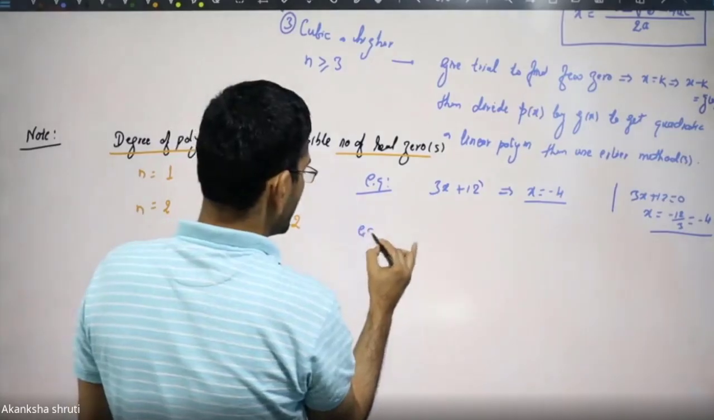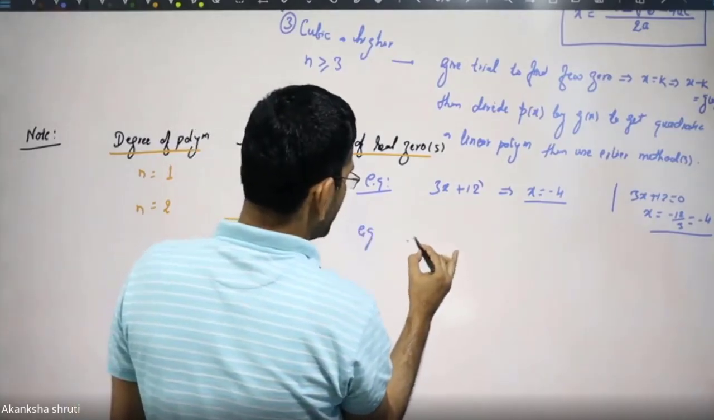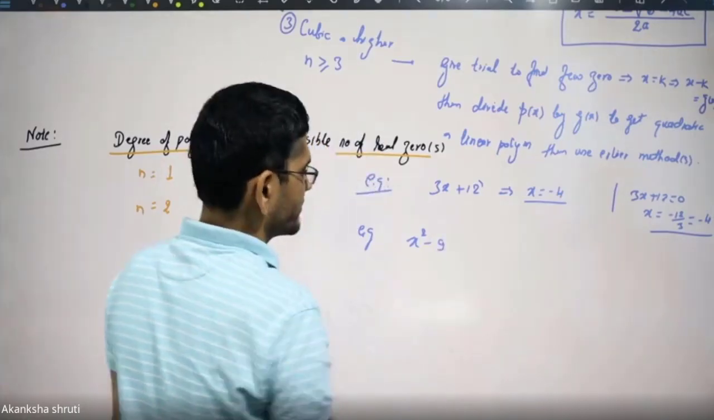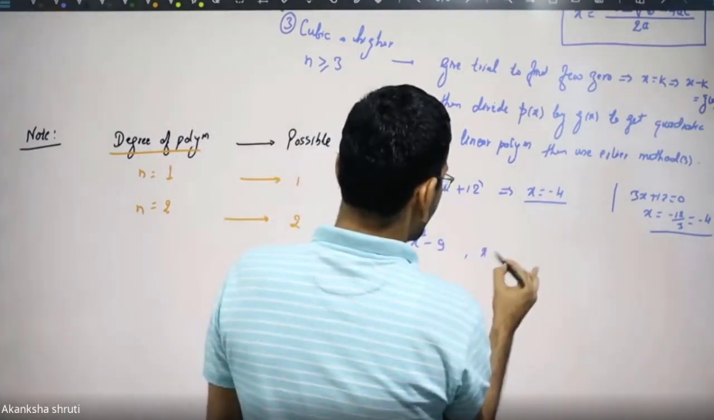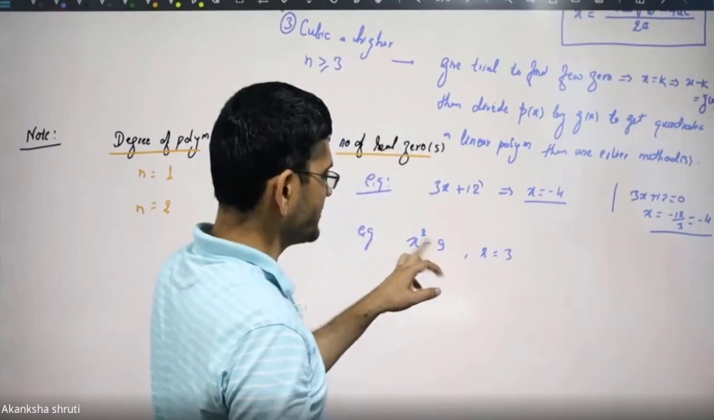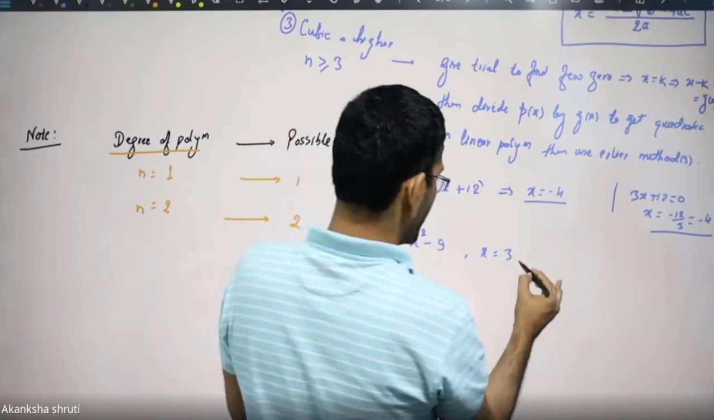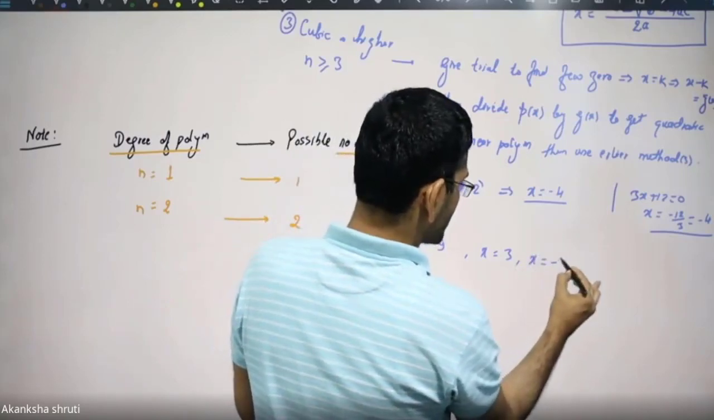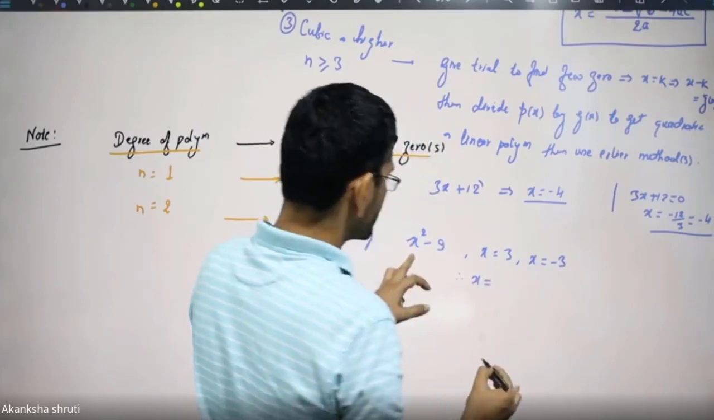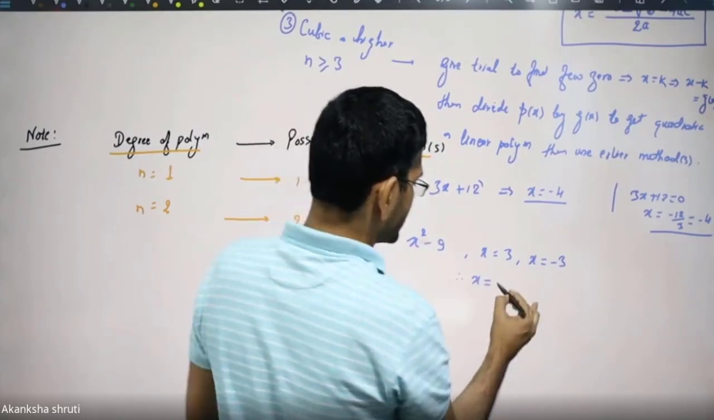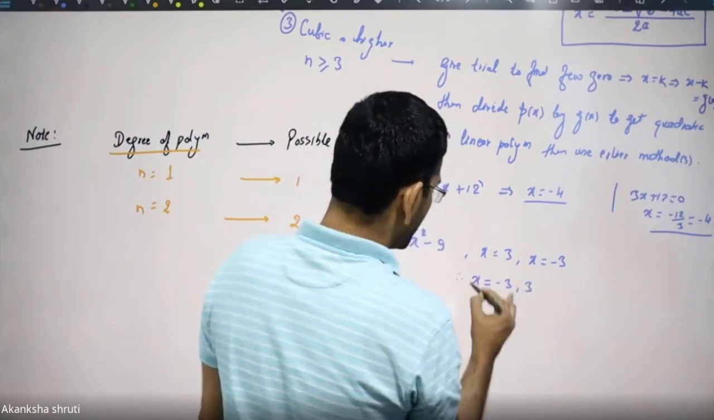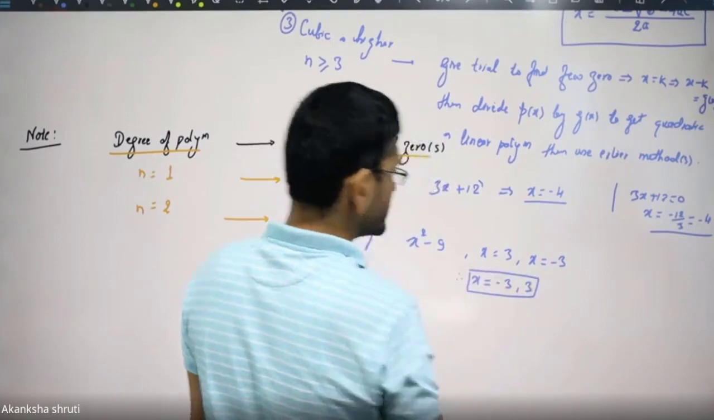Example, let us take the simple one, x square minus 9. If we take x equals 3, then 3 square minus 9, that is 9 minus 9, is 0. Even if we take x equals -3, then also -3 square is 9, minus 9 is 0. So x equals -3 and 3, these are the two zeros.